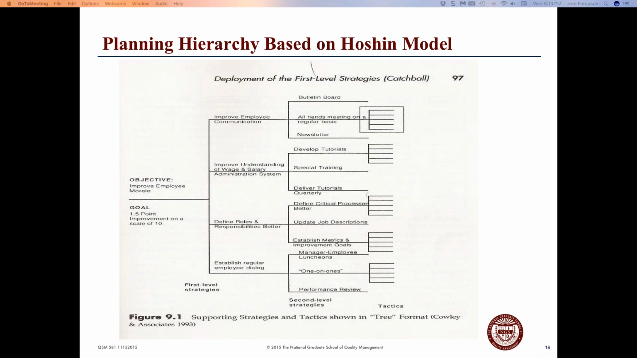The second level then breaks those down into smaller subsets. For the case of improving communication: bulletin boards, all hands meetings, and newsletters. So those would be the three things that the organization is going to do to improve employee communication. And then under all hands meetings, you get down into the task, and they've left it blank, but those would be like the agenda. What are the elements that you're going to talk about in those meetings?